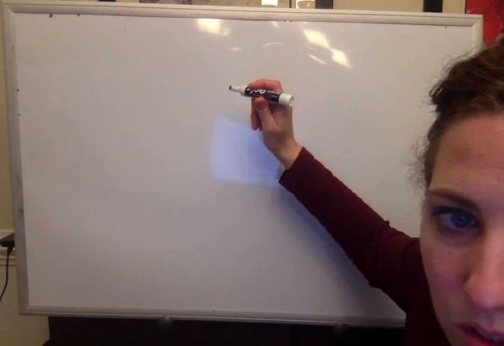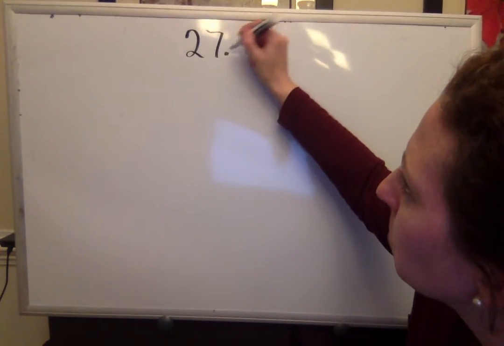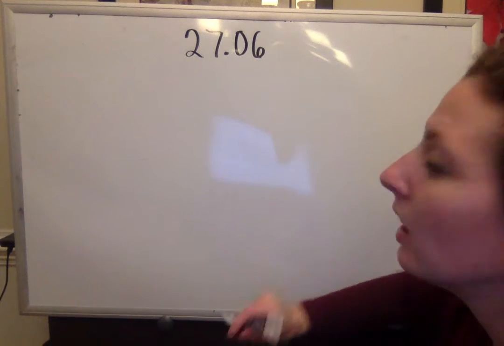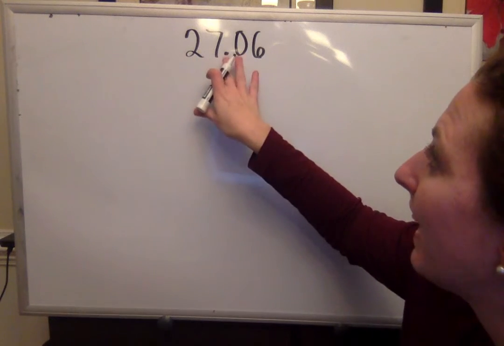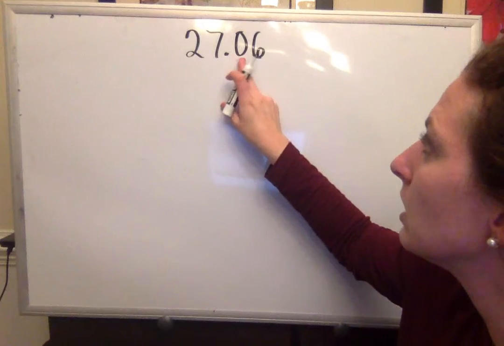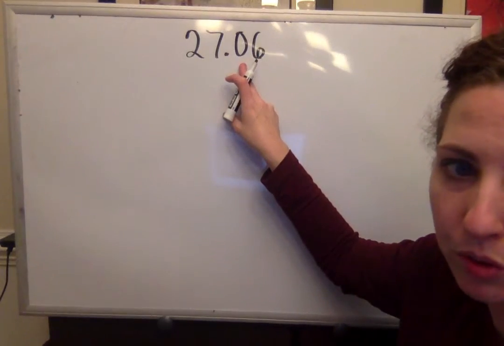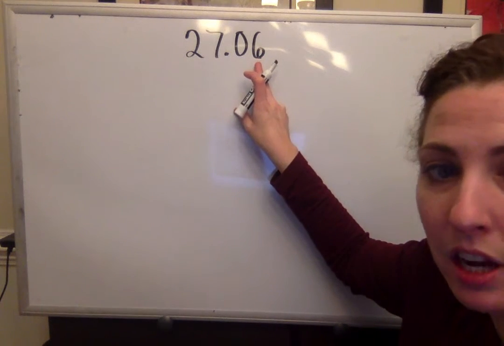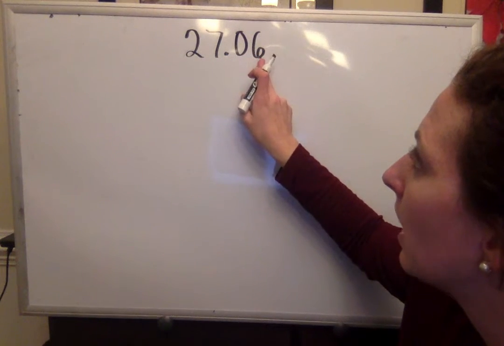All right, let's do 27.06. Okay, now that would bring us into 27 and 6 hundredths. Even though there's a 0 in the tenths, you can't just move that number over and take over the 0, okay? That number 6 is in the hundredths column, so this number is going to be 27 and 6 hundredths.